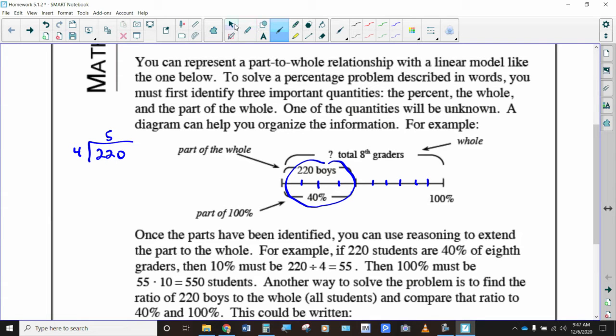So 4 goes into 22 5 times. Wait, hold on for a second. Yeah, 4 goes into 22 5 times, which is 20. And then 4 goes into 20 5 times. So that means that each one of these guys is 55. So if you take 55 times 10, that's going to give you the total, which is 550.